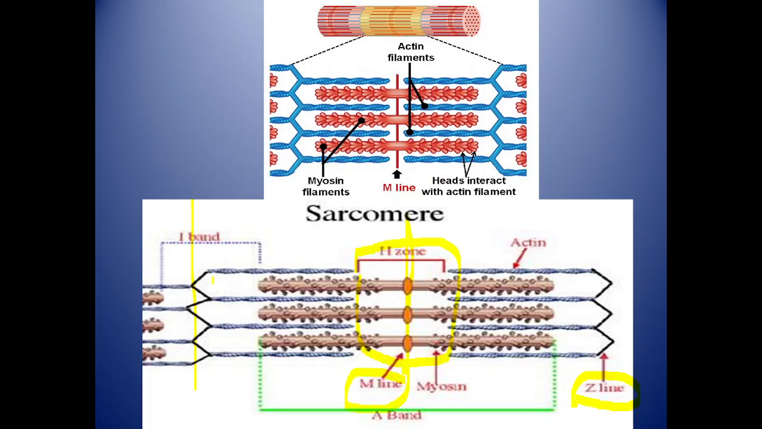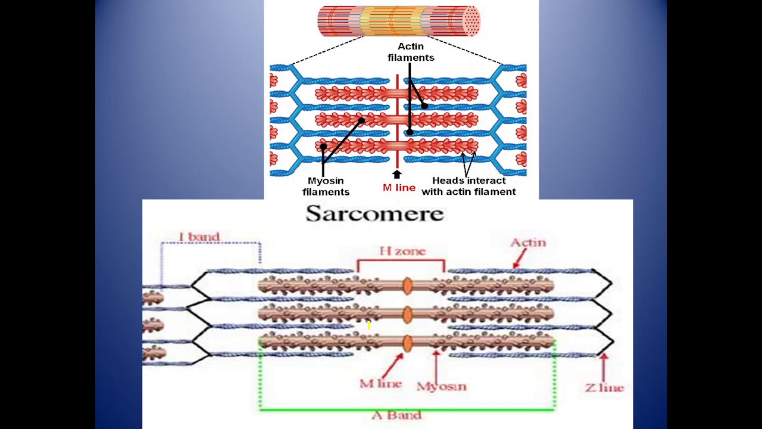Again, only actin. So here you have to remember three main points. Z line, here one Z line, and this side also there will be one Z line. So from one Z line to the next Z line is one sarcomere. So this is about the structure of the sarcomere and the myofilaments.